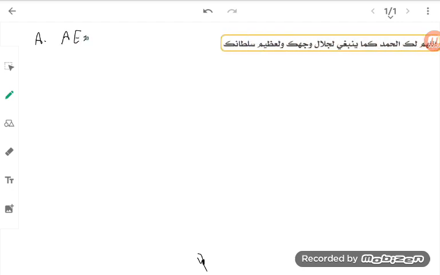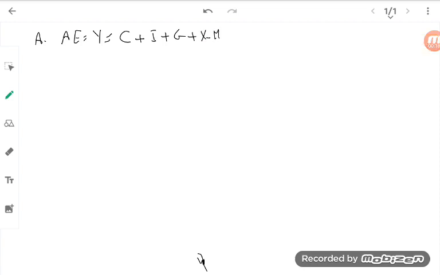Let's start with requirement A. Number A is to write down the aggregate expenditure function. As we said, aggregate expenditure, which is Y, equals the summation of C plus I plus G plus X minus M. In our case, there is no X and M, so this is a closed economy.